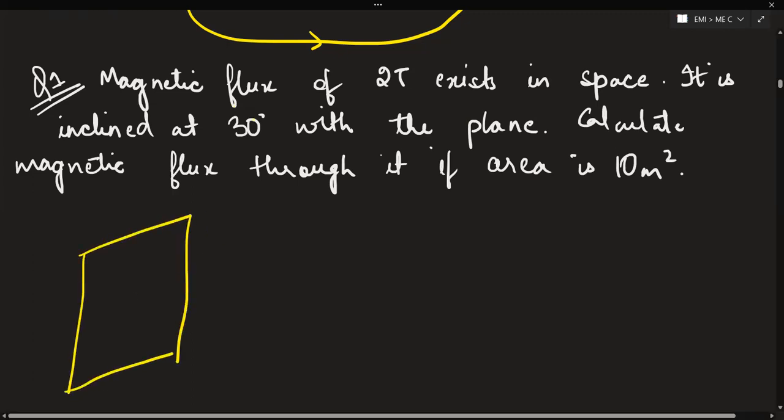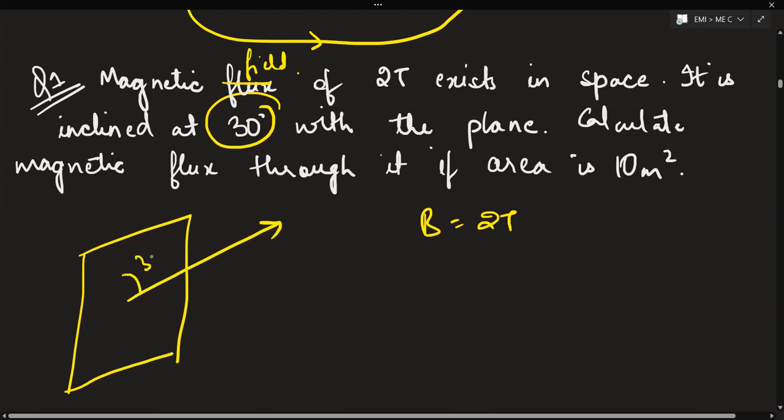What is it saying? A magnetic field of 2 Tesla exists in space. So the magnetic field is equal to 2 Tesla. It is inclined at 30 degrees with the plane. The magnetic field is making an angle of 30 degrees with the plane of the sheet. What do we take when we are writing magnetic flux? We take the angle between the area vector and the field.